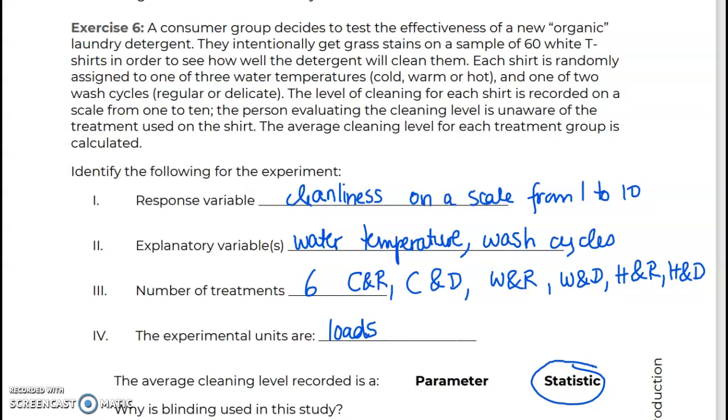Why do you think blinding is used in the study? So again, this was where the person evaluating did not know the treatment that was applied. And again, blinding is very important because we want to make sure that the different treatments don't affect the way a person evaluates it. So this is important, especially when we're looking at cleanliness on a scale from 1 to 10, which is kind of subjective and not objective. So very important to use blinding in order to reduce bias.